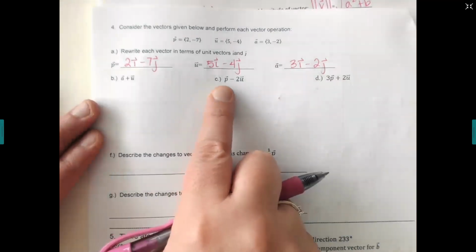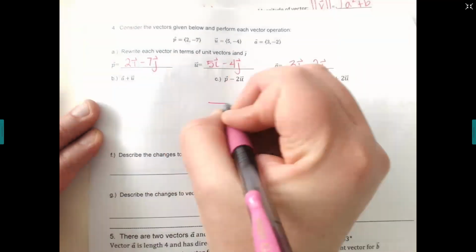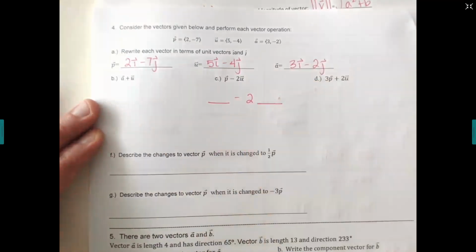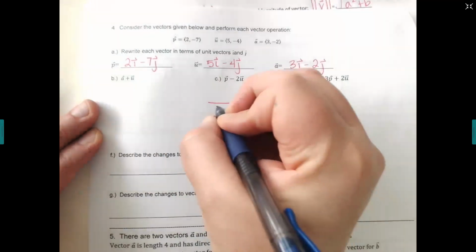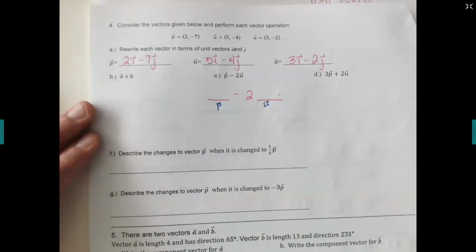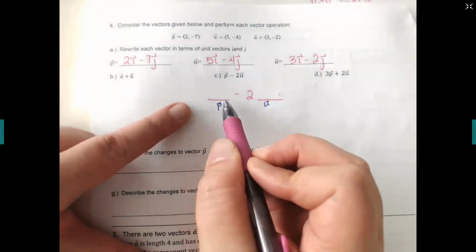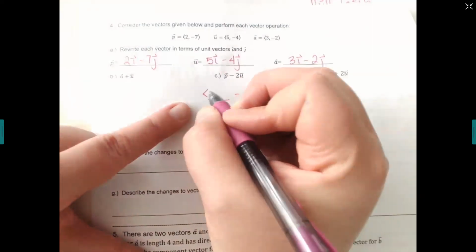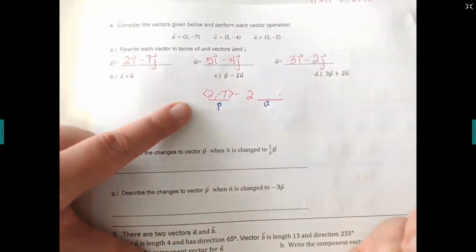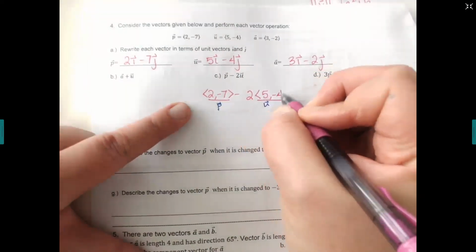It says P minus double vector U. So I'm going to put P minus 2U. I'm going to put P in this spot, U in this spot. Now, you have a choice. If you want to do the IJ version of the vector, you can. But I'm going to use the pointy brackets just because it's a little bit less writing. So my vector P was what coordinates? 2, -7, and then minus 2U. My U vector is 5, -4.